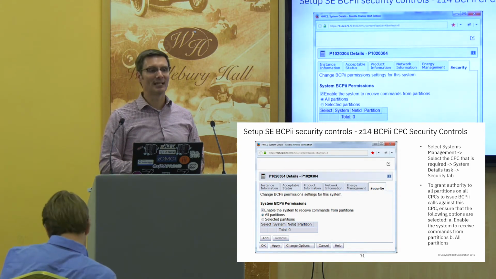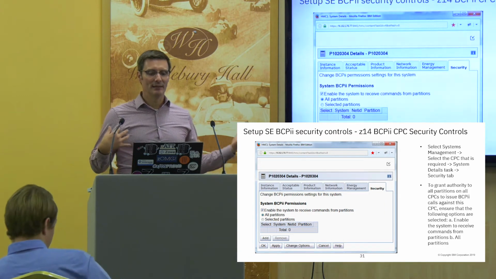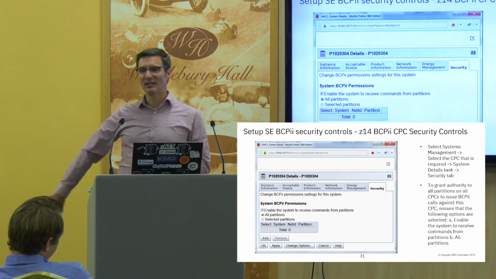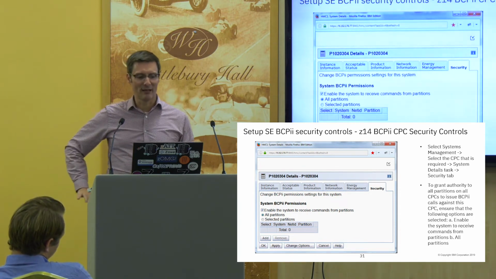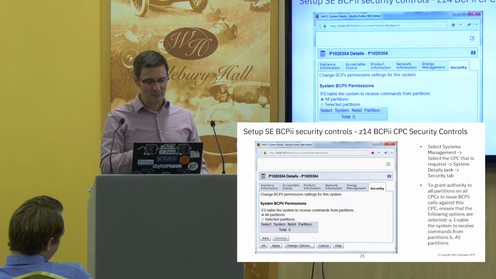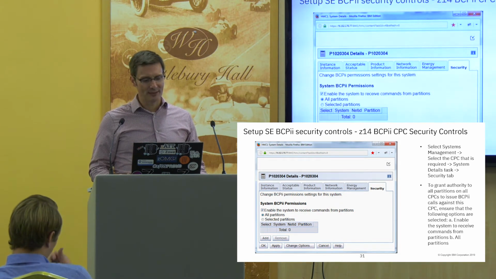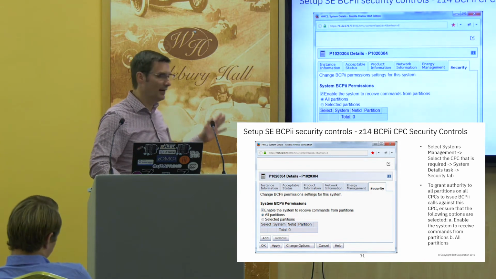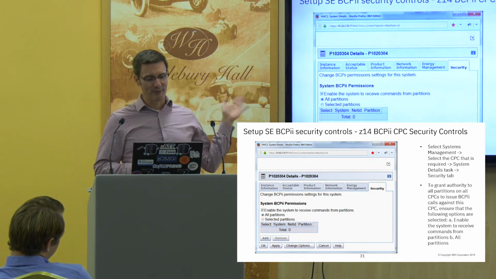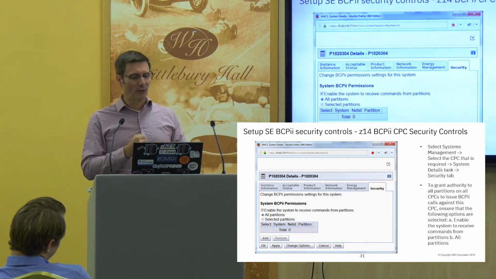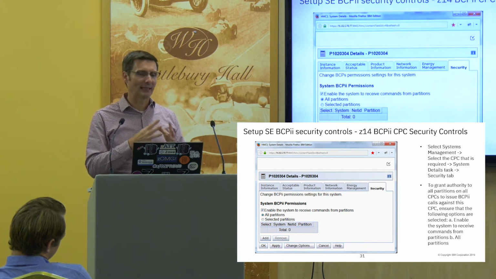The next thing you're going to do is set up the security controls, and this is a statement of Z14 and higher. Z13 we're not going to talk about because that was a much more primitive security model. In this model, I can go into systems management and go under the systems detail task on the SE.